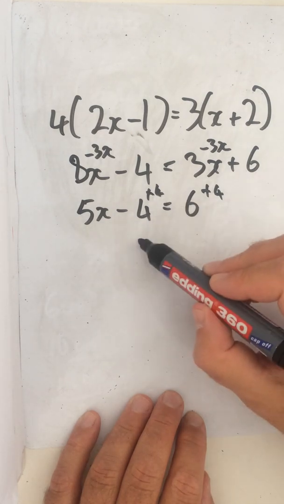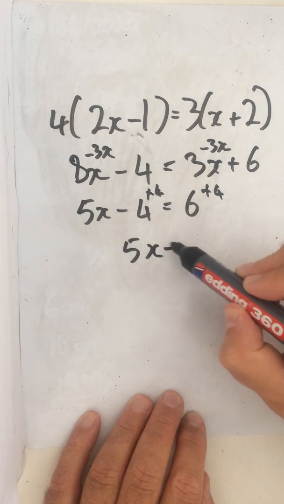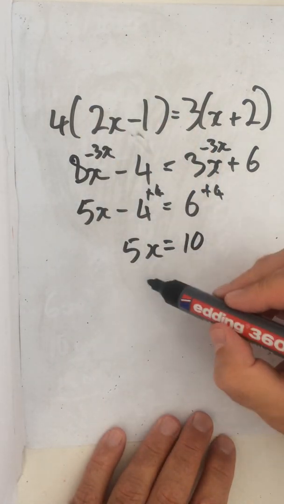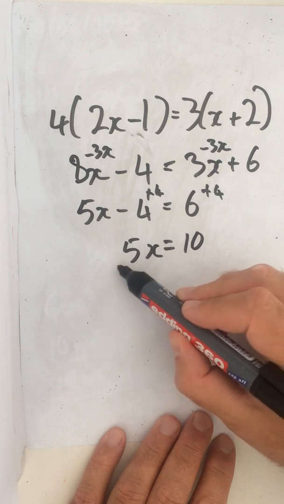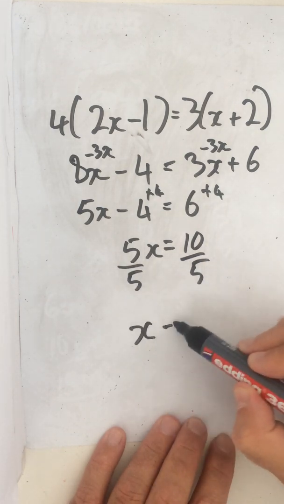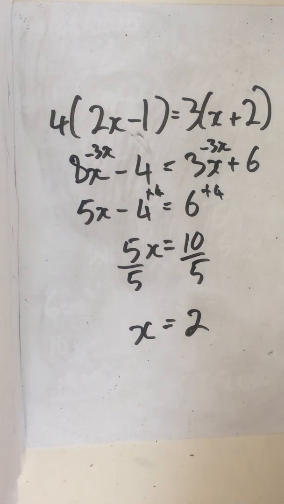Okay, so minus 4 plus 4 is 0, so that leaves me with 5x on this side of the equation. 6 plus 4 is 10. Now this is 5 times x, so we have to divide by 5, divide by 5. x is equal to 2, okay?